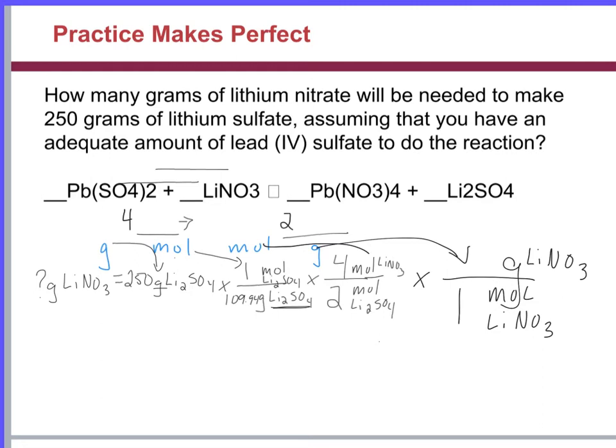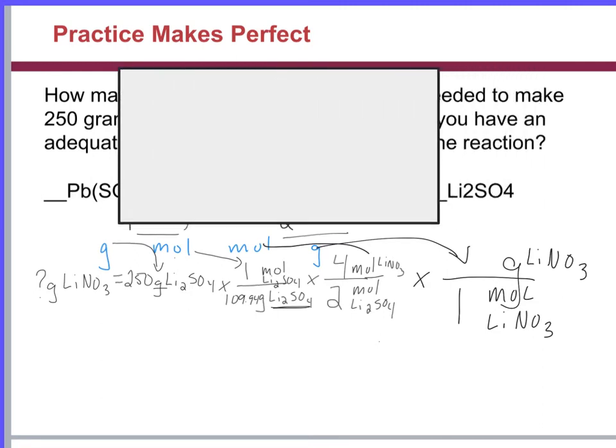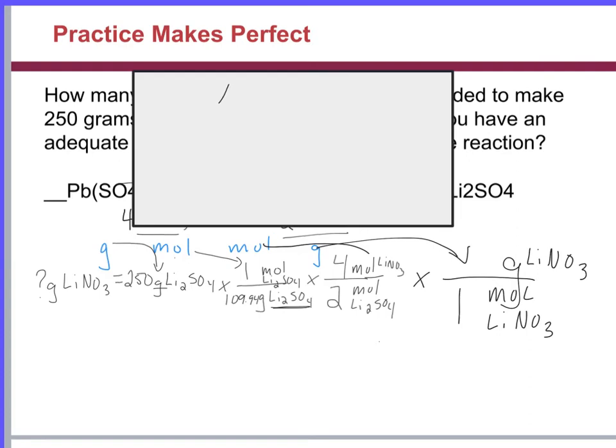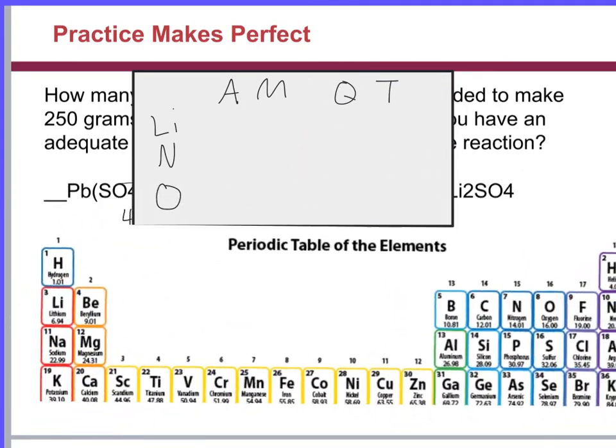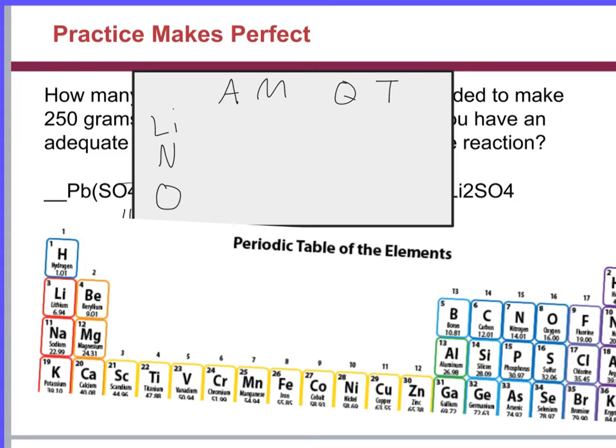So I think I'll have room to do this. Actually, let me just grab a box and we'll just do it in a box again. Okay, so AMQT. We've got lithium, nitrogen, and oxygen. Let's go grab a periodic table. So lithium 6.94, nitrogen 14.01, oxygen is 16. Looking at our formula, it was 1 lithium, 1 nitrogen, and 3 oxygen. So let's get our totals here.